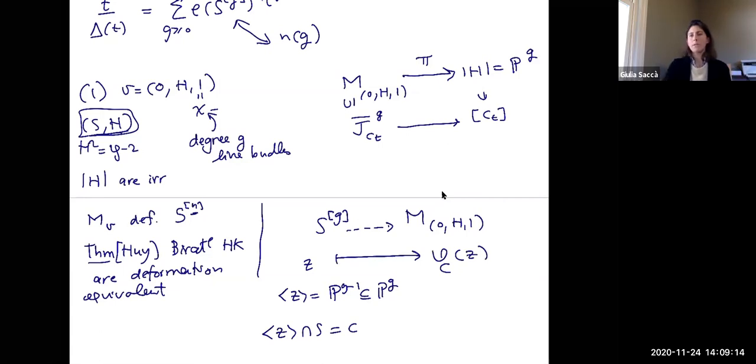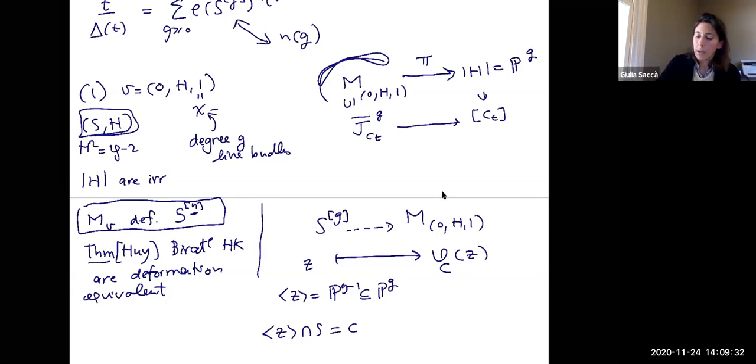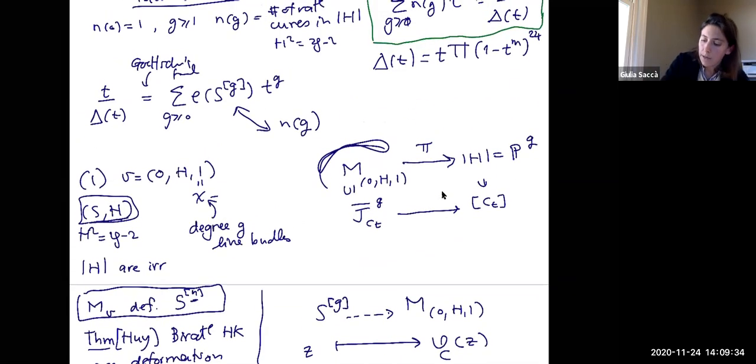So I don't really need this birational map because I already know that these are deformation equivalent, by the general statement that I said earlier. But in fact, this is how you see that they're birational and hence deformation equivalent. So in particular, in this formula here, I can substitute, instead of the Euler characteristic of the Hilbert scheme, the Euler characteristic of these moduli spaces, where H has genus g.